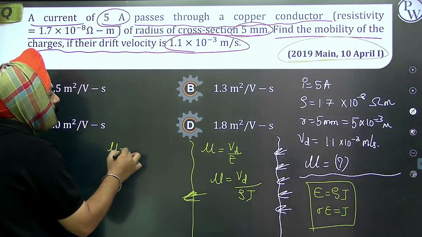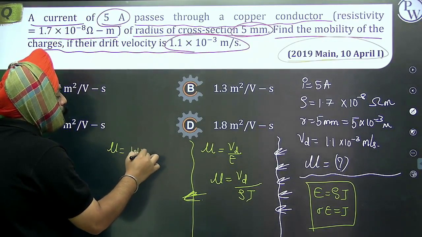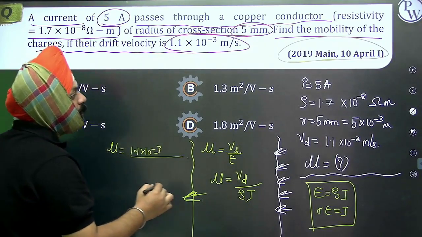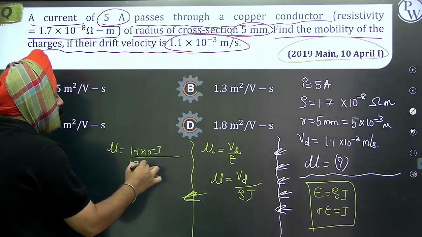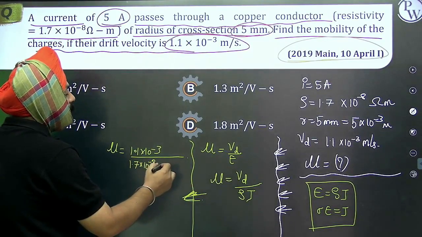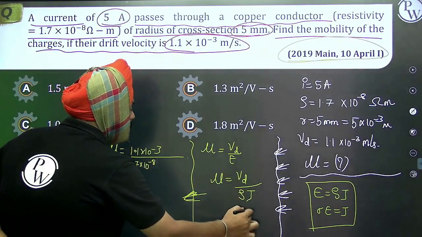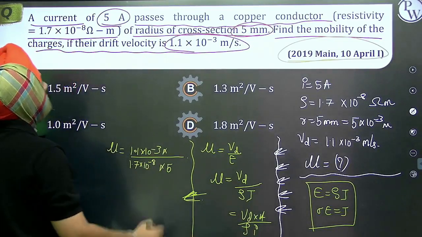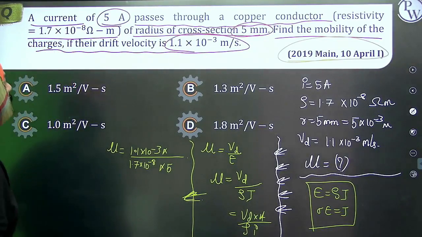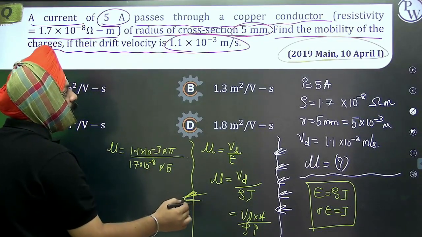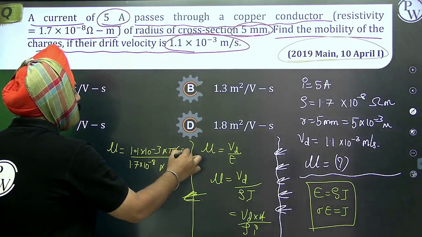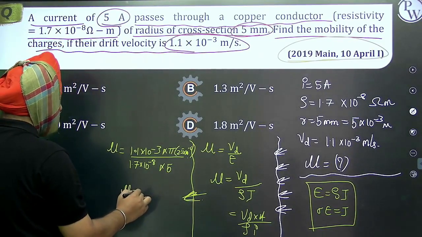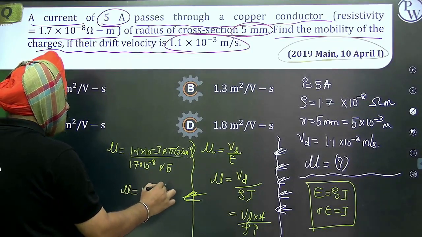Mobility is equal to drift velocity, which is 1.1 times 10 to the power minus 3, divided by resistivity, 1.7 times 10 to the power minus 8, times J. I'm replacing J with current per unit area. Current is 5 ampere, and the area of the copper conductor is pi r squared, where r squared is 25 times 10 to the power minus 6. Solving this, the value of mu is approximately 1.01 meter square per volt second.